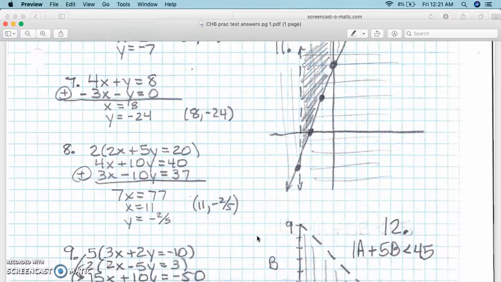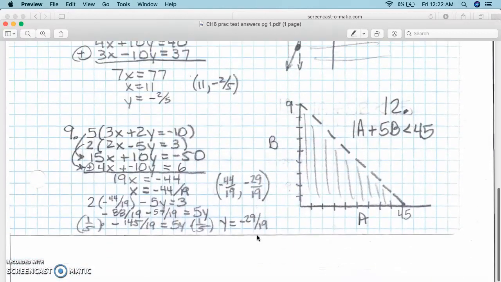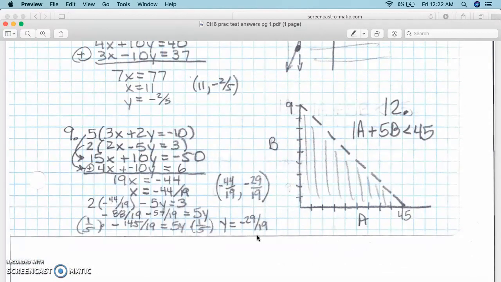Now for number 9, you could have chosen a couple different options. You could have multiplied the top by 5 and the second equation by 2. That's what I chose to do so that my y would drop out. You could have also multiplied the top by 2 or negative 2 and the second one by 3 or negative 3. That would get your x's to drop out.